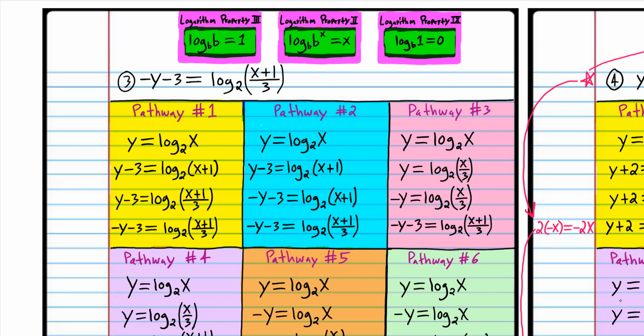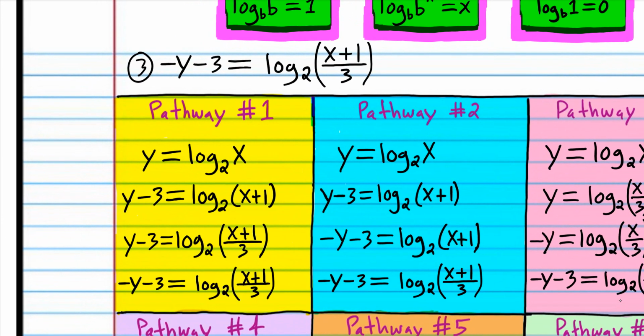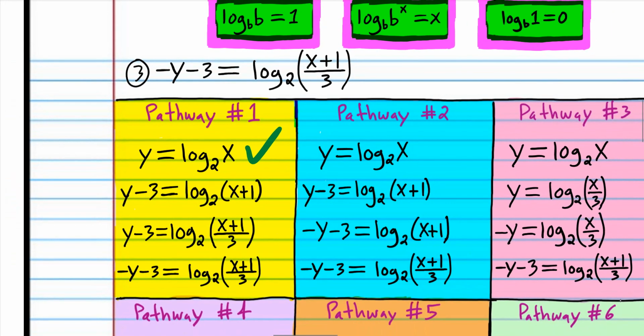Let's try some different pathways. So we have a logarithmic expression, obviously, so we're going to use a logarithm. We have our parent equation. It's base 2 because our logarithm up here is base 2. Then we're going to replace y with y minus 3 and x with x plus 1. That tells us to move the graph 3 units up and 1 unit to the left.